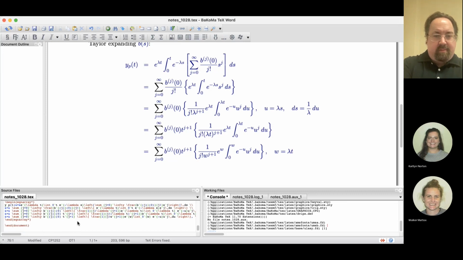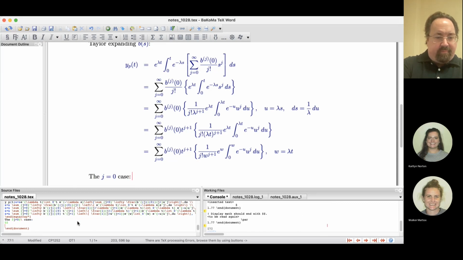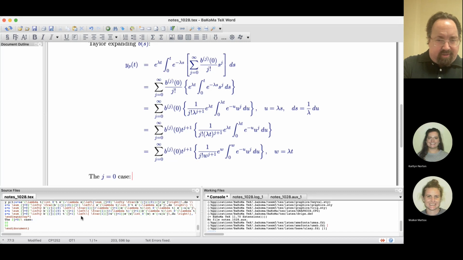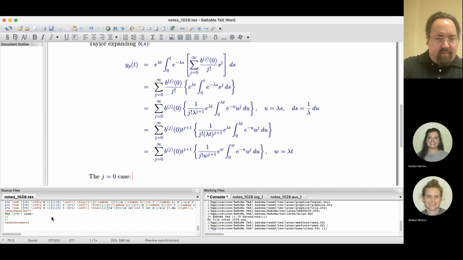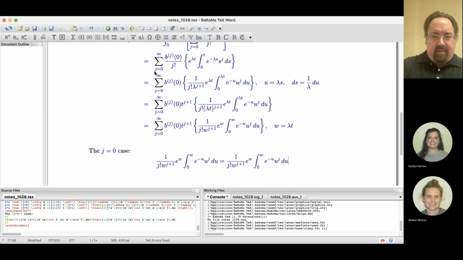Now, as before, j equals 0 case. So we'll just take the whole expression inside the braces, and now specialize it for the case of j equals 0. So we have j factorial is 1. We have just w by itself. Okay, e to the w, and then u to the j will go away. That's just 1. Okay.